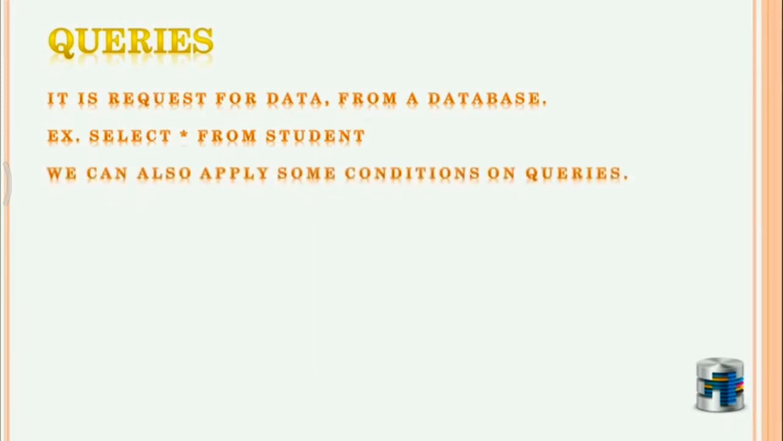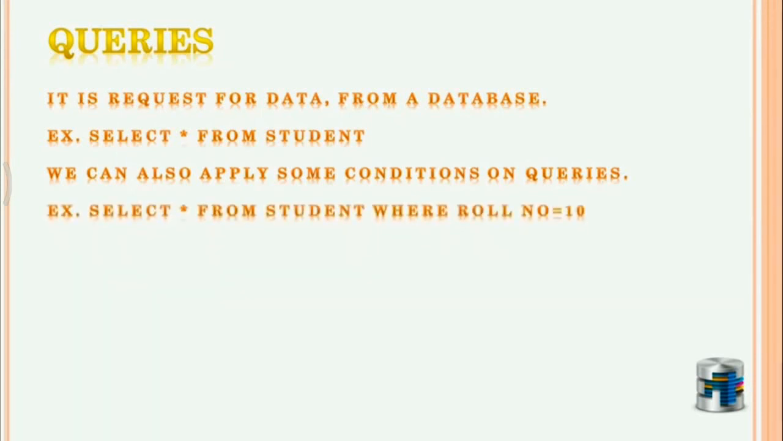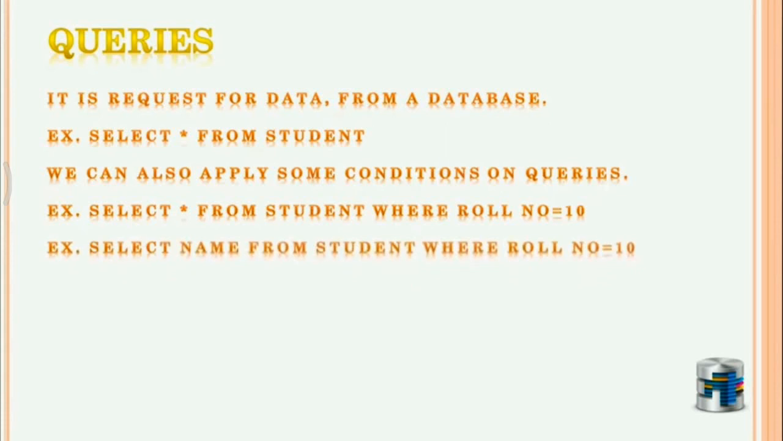Okay, we can also apply some conditions on queries. For example, select from student where roll number is 10. So here you have to give one condition in a query. For example, select name from student where roll number is 10. So this type of different condition you can give in a query, okay, in DBMS. Understood this? Okay.